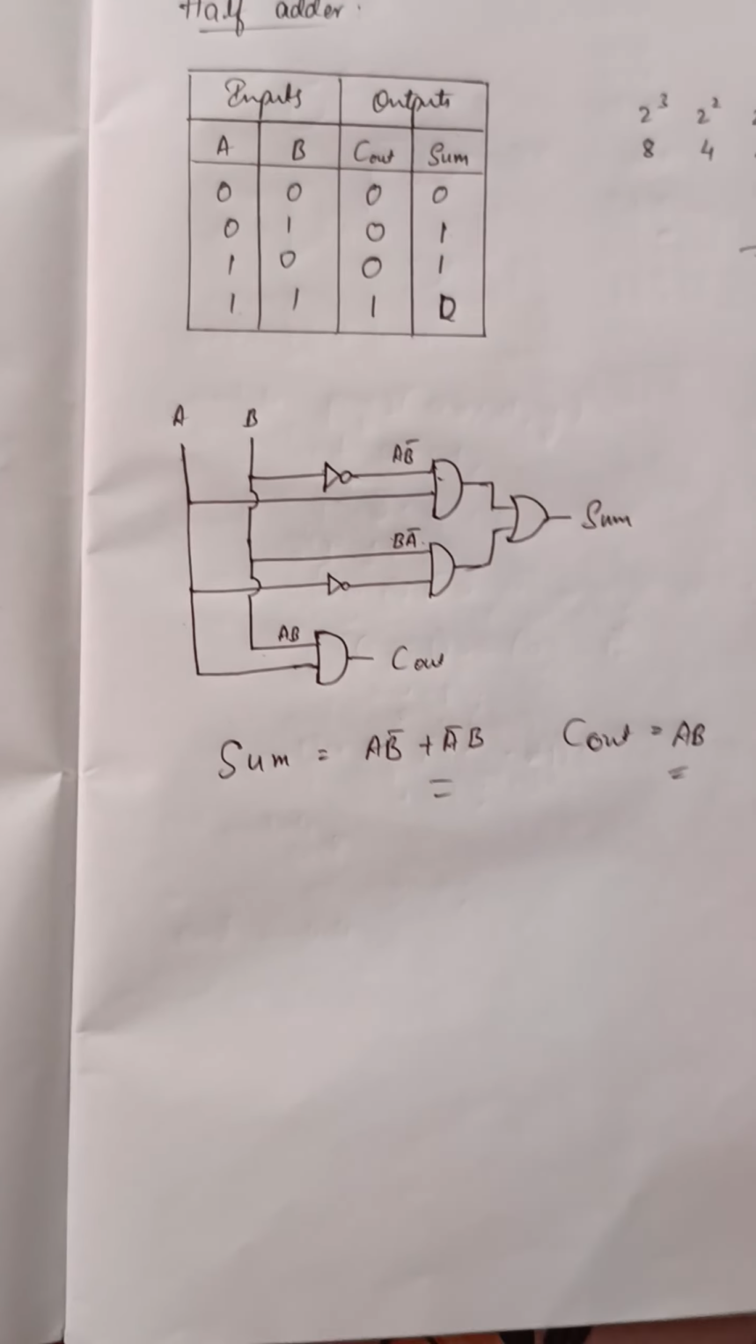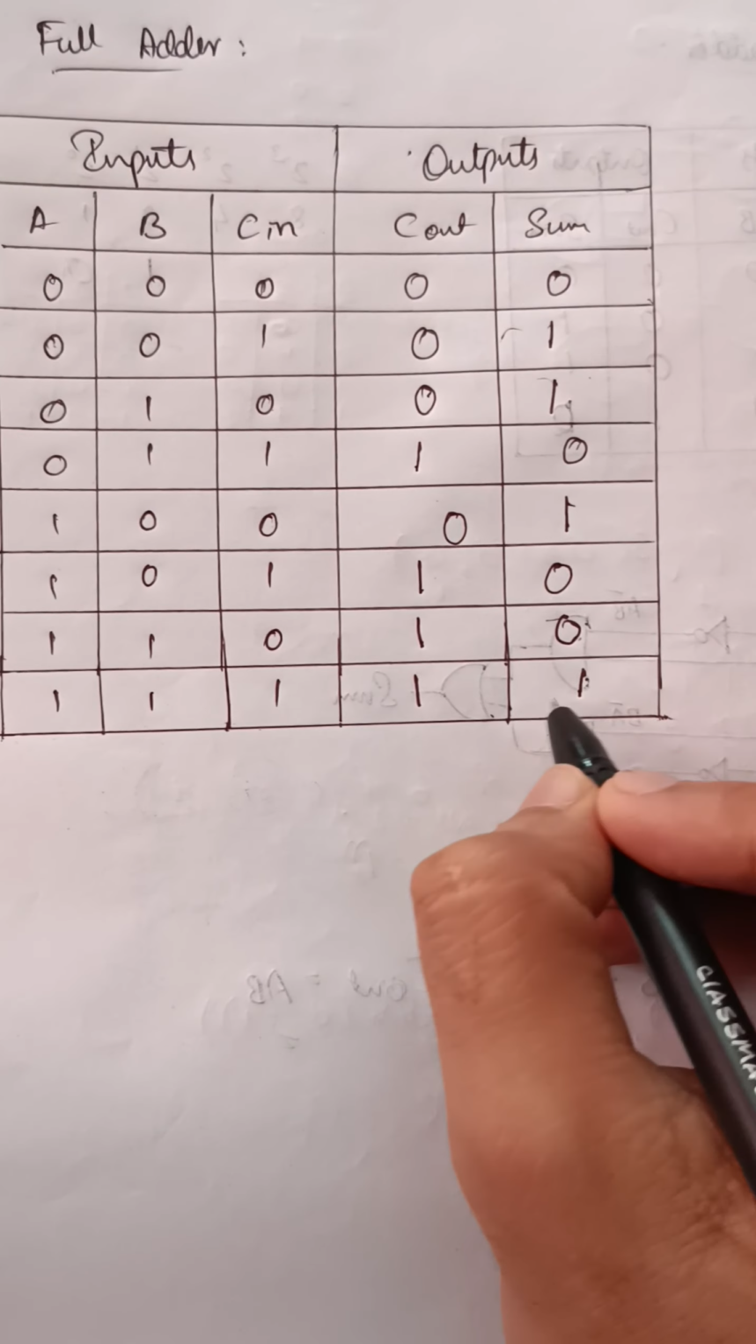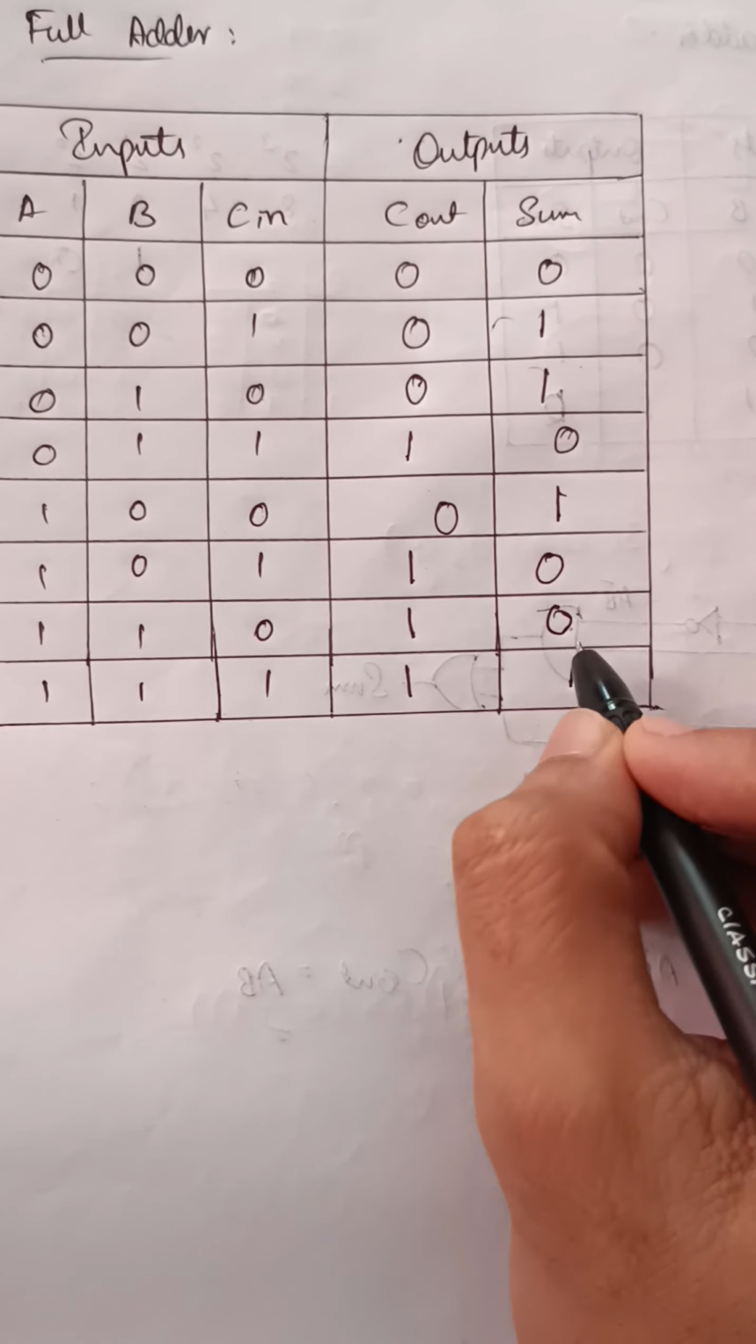Here the sum will be 0 and the carry out is 1, that is, in the previous case we studied that 1 plus 1 is equal to 2, which comes to carry out, like that it will come. And now here also the sum is 1 and carry out is 0. Carry out is 1 and sum is 0. Here also the same, carry out is 1, sum is 0. And here it gives carry out 1 and sum 1, that is 2 to the power of 1 and 2 to the power of 0, that is here it will give 2 and 1, 2 plus 1 is equal to 3, like that.